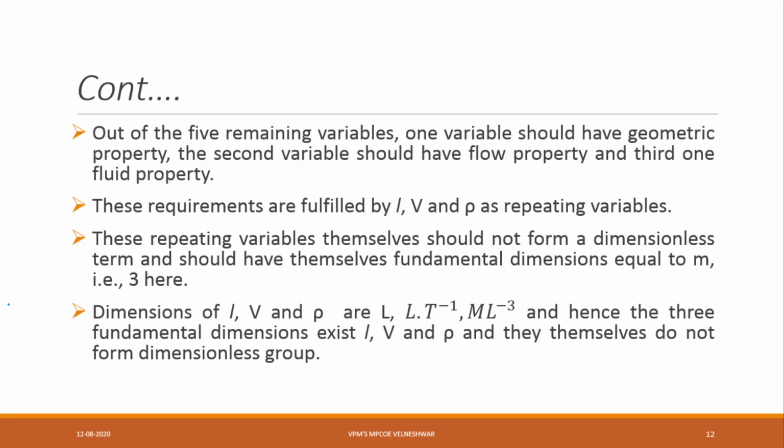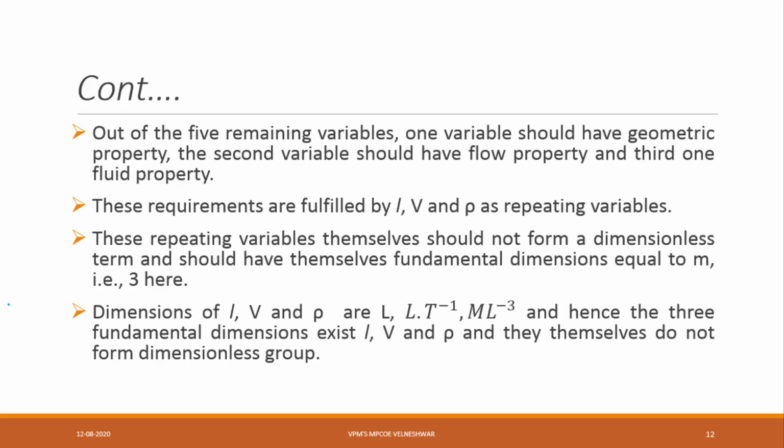Next one was the second variable: what is the flow property? Flow means velocity, obviously, that is V. Next, the third one is the fluid property. Fluid property means generally we can consider here as density. So here the main terms we are considering are length, velocity, and rho. Velocity we have considered, and rho is nothing but density.